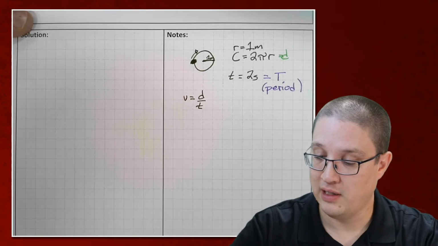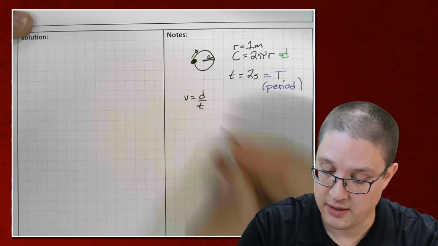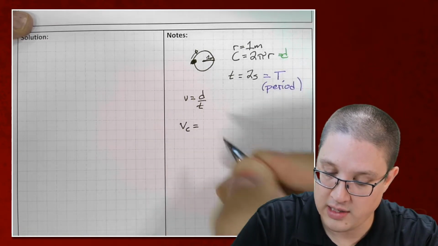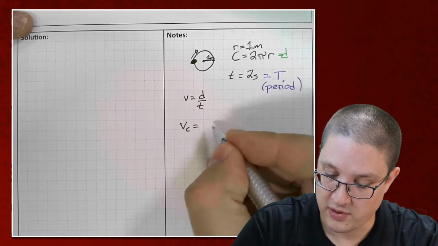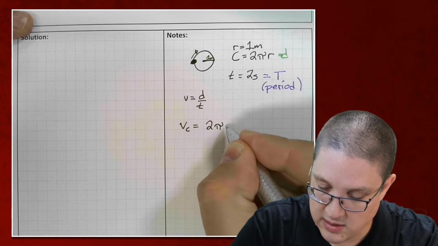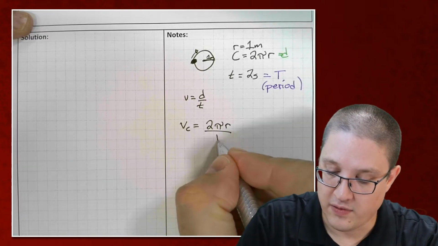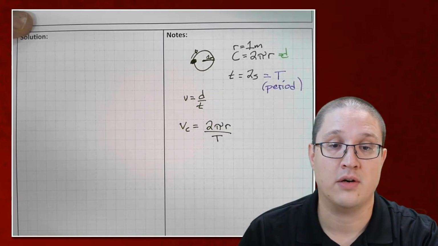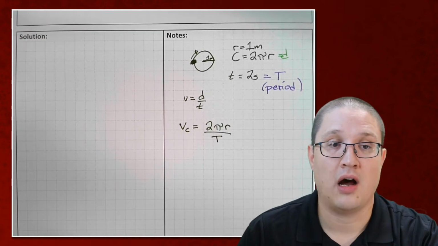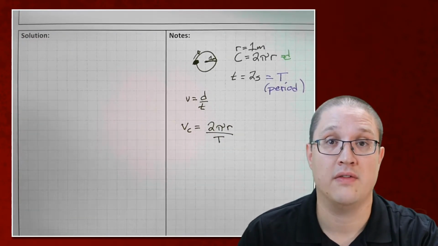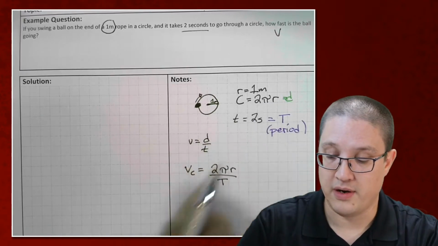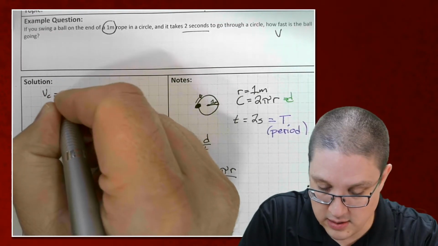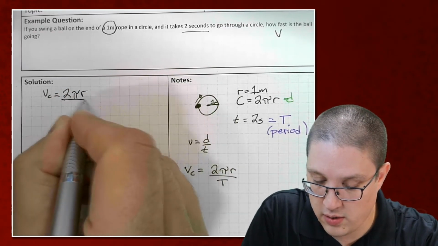If I do a little bit of algebra here and substitute things in, what I can get is my circular velocity, the distance, which is the circumference, so 2 times pi times the radius, divided by the period, or how long it takes to go around this circle. This I can now use to figure out the velocity of this ball. I could go from here, but we're going to use this formula a lot. So my circular velocity is 2 pi r divided by the period.